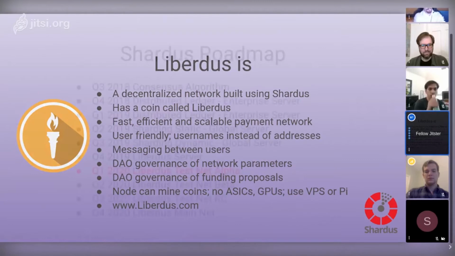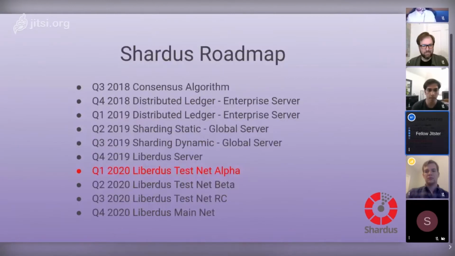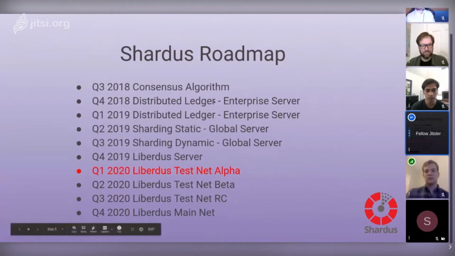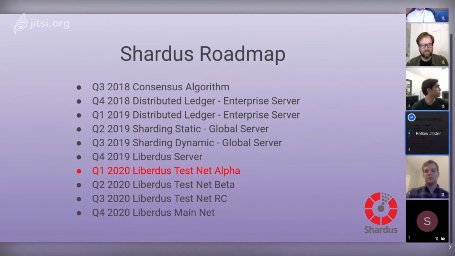So the roadmap for what Shardus is doing, essentially, each quarter we've been giving a presentation, and we've already demonstrated our consensus algorithm, our distributed ledger, sharding in a static network, sharding in a dynamic network. And last quarter, we demonstrated the Liberdus server. We allowed people to try that out.